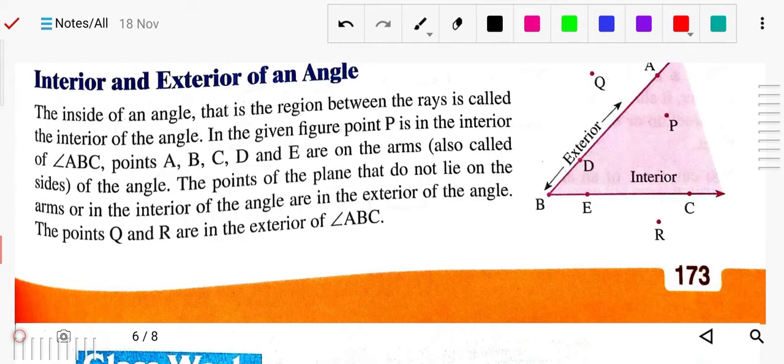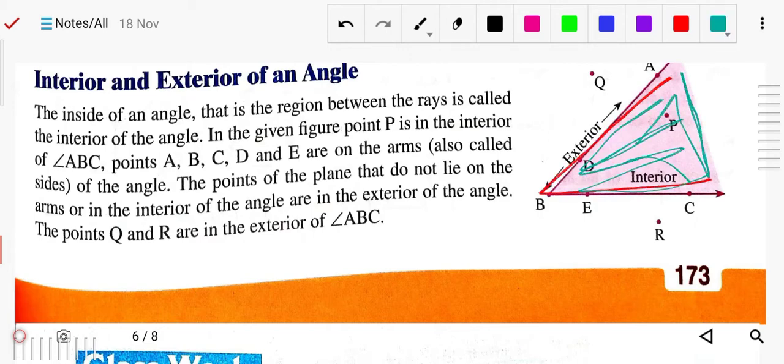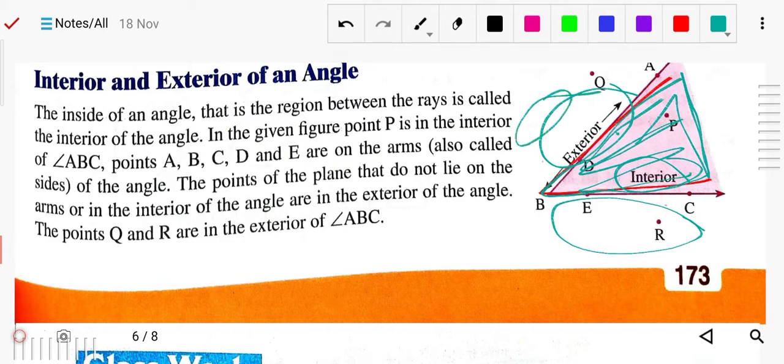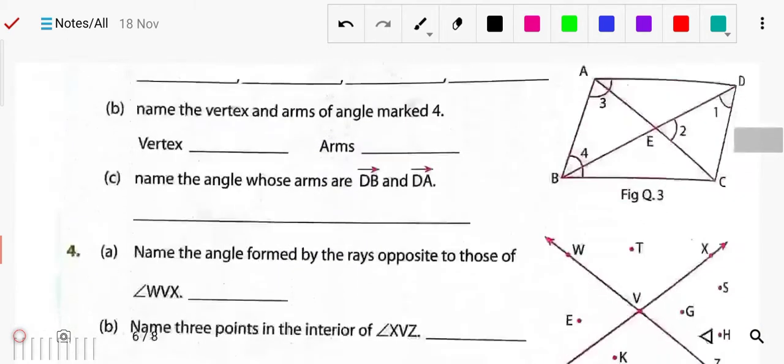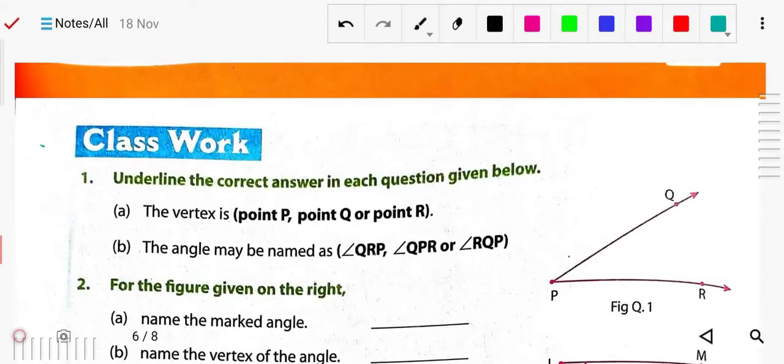Now interior and exterior of an angle. The interior means the points or region inside the arms. All of this we call the interior, which is the inside, and the outside of these two arms is called the exterior. This is the interior and exterior. Got it? Now here is an exercise. This classwork exercise you can do by yourself. Try it.